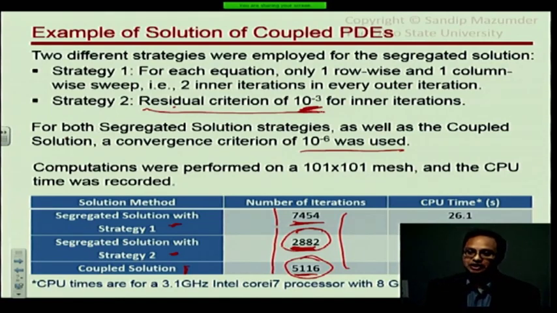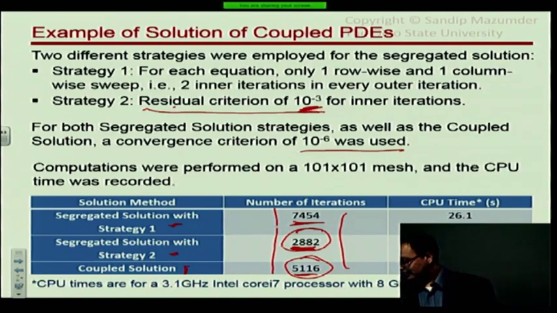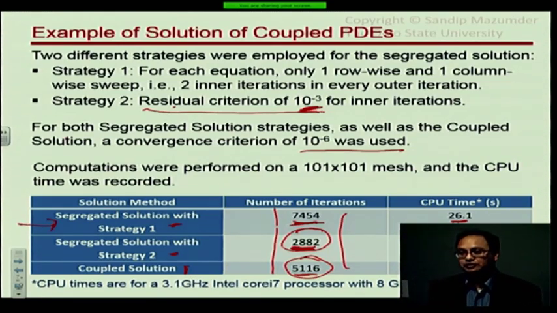This one, notice, is very comparable to the coupled solver, even though this is a segregated solution approach. So in terms of total CPU time, it didn't make too much of a difference, even though it feels like this is not as good as that one.